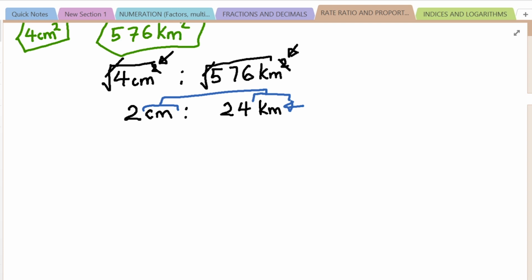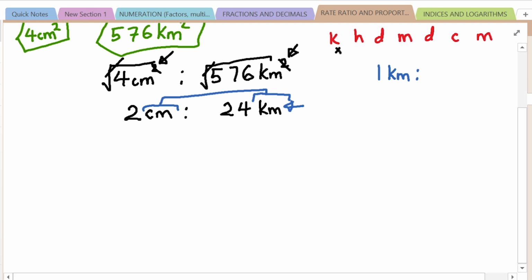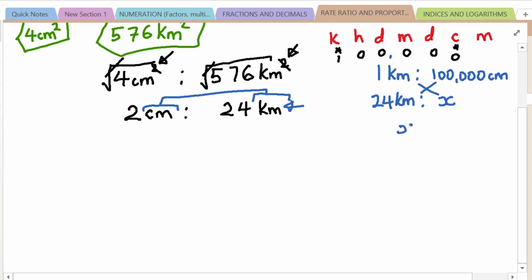We can do that as some side work here and simply say that 1 kilometer has how many centimeters? Well, we have King Henry's daughter Mary does careless mistakes. The kilometers are right here and the centimeters are here. So meaning that it's 1, 0, 0, 0, 0, 0. So 1 kilometer is going to have 100,000 centimeters. Therefore, the 24 kilometers that we are having here are going to be equivalent to 2,400,000 centimeters.